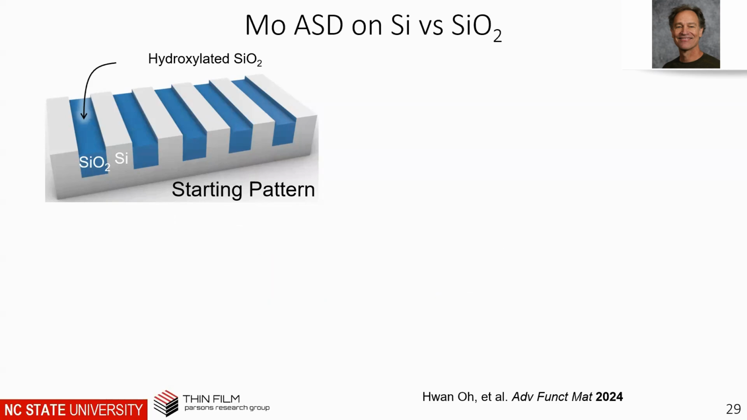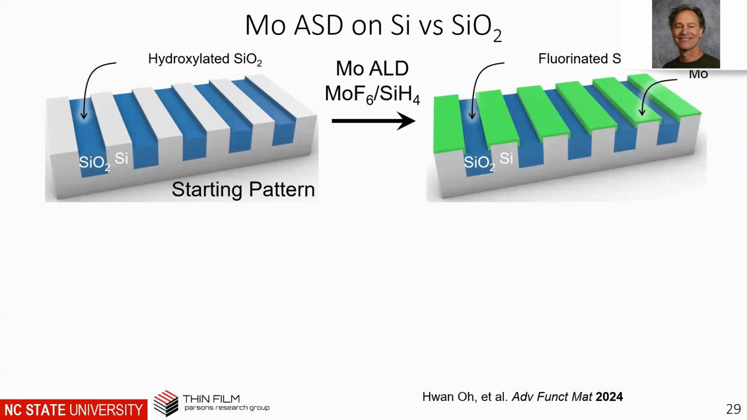So we hypothesized that there would be contrast if we did a different process. And this process is molybdenum deposition. Molybdenum is a very interesting material. It has high conductivity, and people are looking at it as a replacement for copper in some of the advanced devices. So we're interested in how to deposit it.